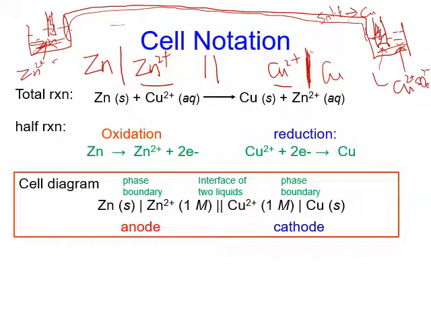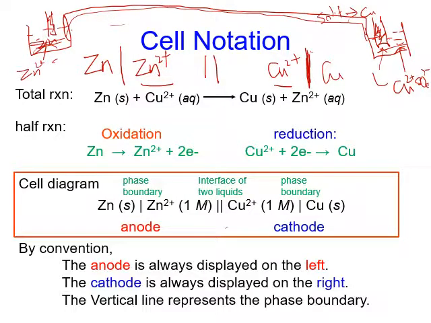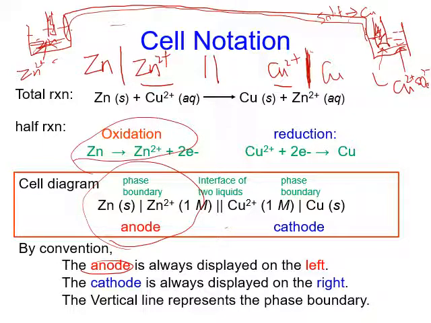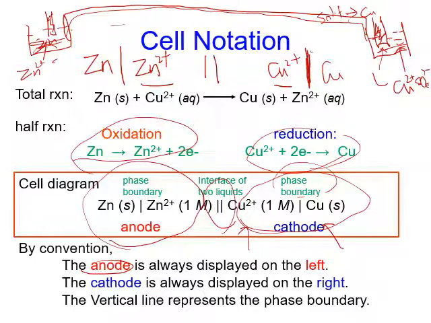So the cell diagram has two half reactions. In chemistry convention, we always place the anode on the left side. So here, the left side is the anode, which represents the oxidation reaction. The cathode is on the right side, which represents the reduction reaction. The vertical line represents the phase boundary. If you have a metal, a solid, and a liquid, you place a vertical line to represent that they are in different phases, and the double vertical line represents that you have two different solutions, two liquids.